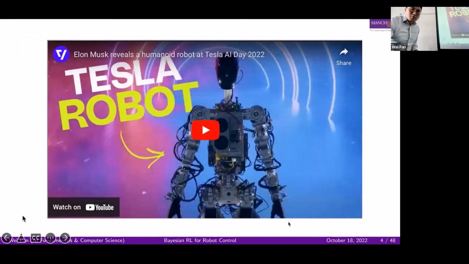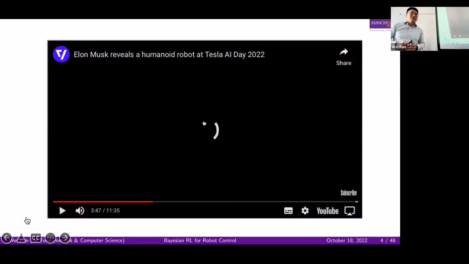I think to start with, maybe I can show you something: recently Tesla is working on a humanoid robot. Let's see what happens.